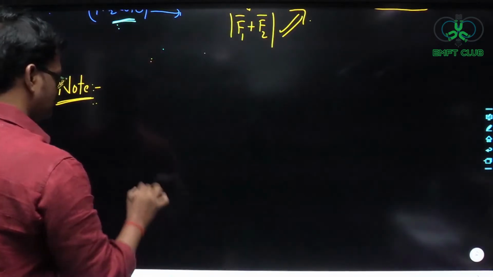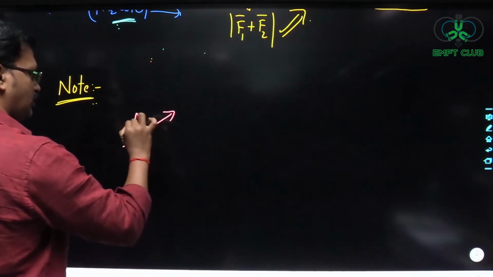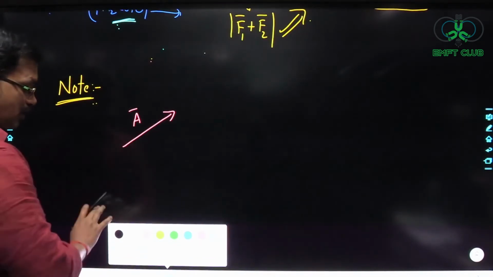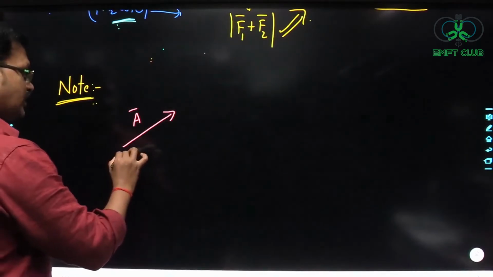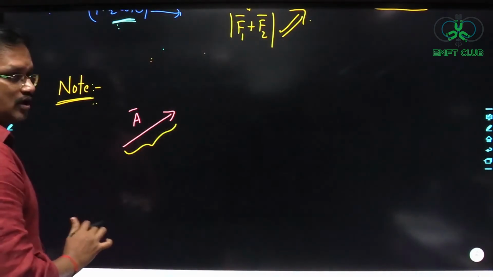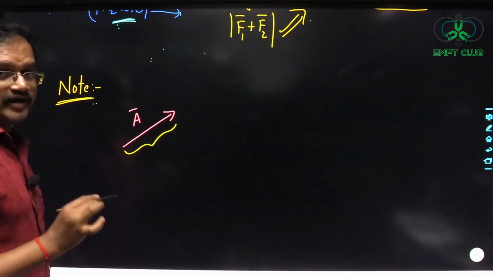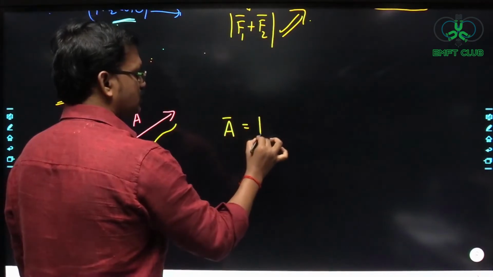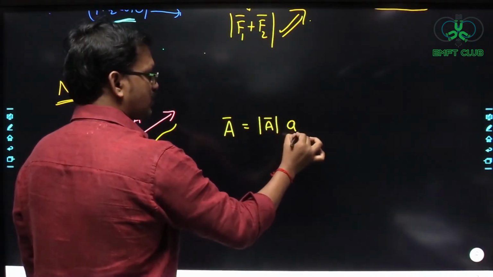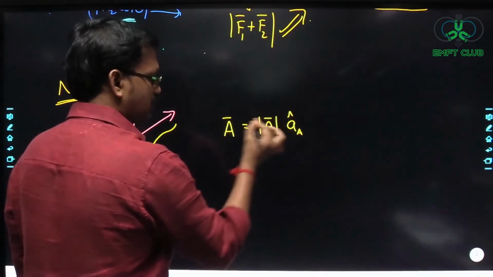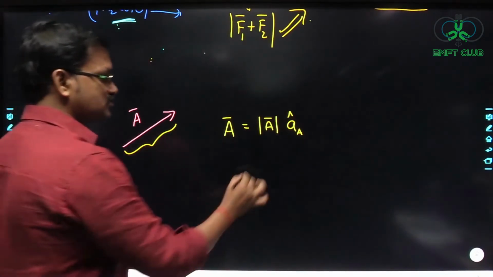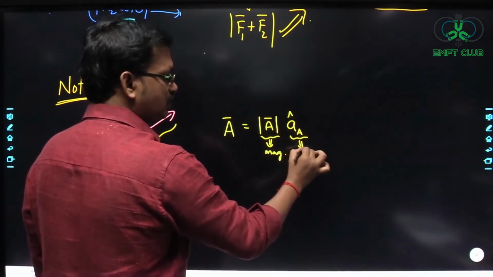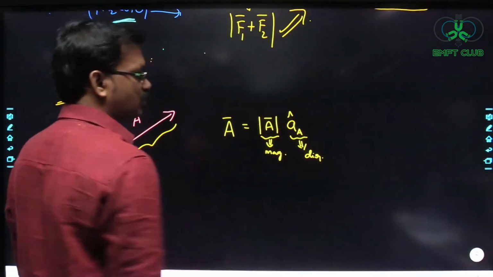Now if I consider a vector A bar, how are you going to represent this vector? This vector is going to have both magnitude as well as direction. The length of the vector will give you the magnitude, and the head of the vector will give you the direction, isn't it? So I can represent A bar as the magnitude of A bar multiplied by the unit vector along A bar. This will give you the magnitude of the vector, and this unit vector will give you the direction of the vector.